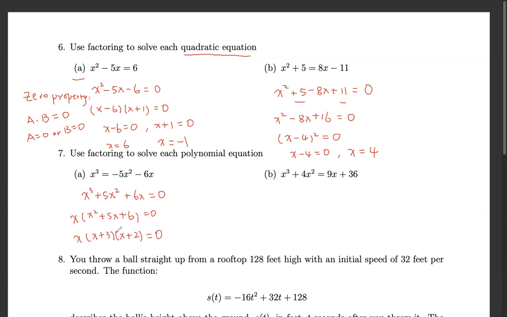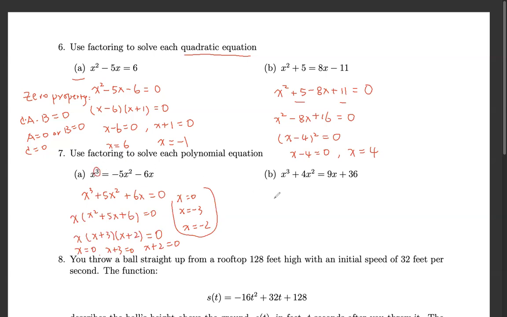I have 3 factors. It's like this: I have A times B, now I have times C. In that case, C might be 0 also. I have 3 factors, so that means x can be 0, x plus 3 can be 0, and x plus 2 can be 0. So I have 3 solutions: x equals 0, x equals negative 3, x equals negative 2. 3 solutions because it's a polynomial of degree 3.